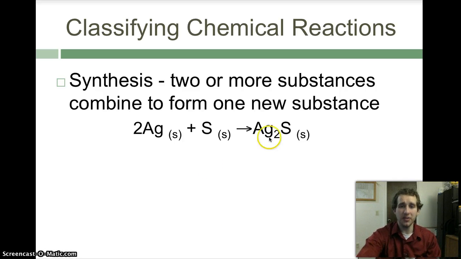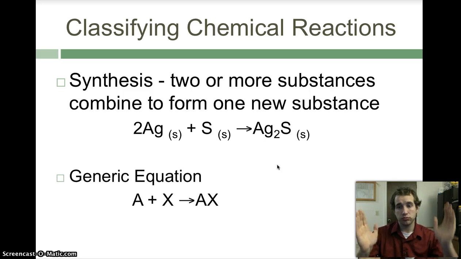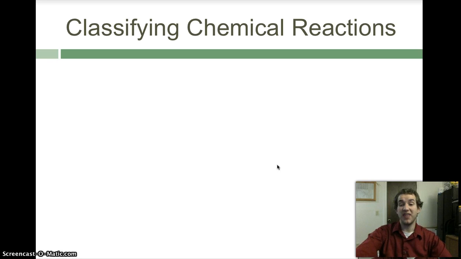Right? So here is our final product. If you only have one product, it has to be a synthesis reaction. Everybody's combined together to become stable. All right, so generically, we take A and X, stick them together, and make AX. Put all the pieces together.